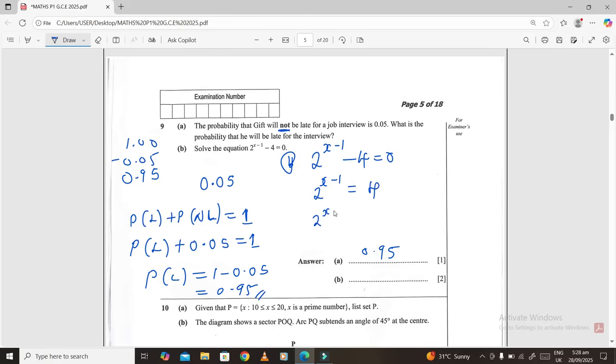2 power x minus 1 is equal to 2 power 2. You balance the bases, so from here we know that 2 power 2 gives us 4, so we shall say x minus 1 is equal to 2. Remember, you're not supposed to write on this part for examiners only, but I'm just showing you because I'm running out of space. So x is equal to 2 plus 1, x is equal to what? 3. So the value of x is equal to 3.